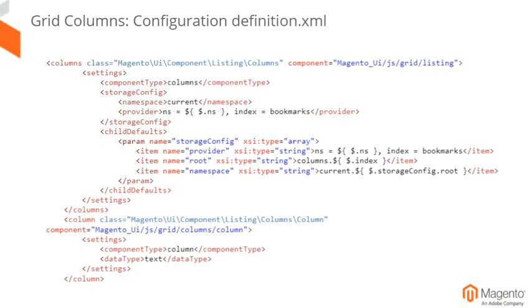The columns UI component is defined in the definition.xml file. In the code on your screen, you can see the columns component with the corresponding class Magento UI component listing columns. That's the first highlighted code. And the column component with the class Magento UI component listing columns column. That's the second highlight in the code.